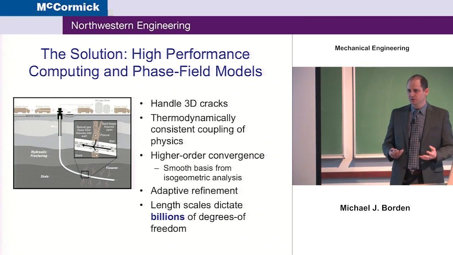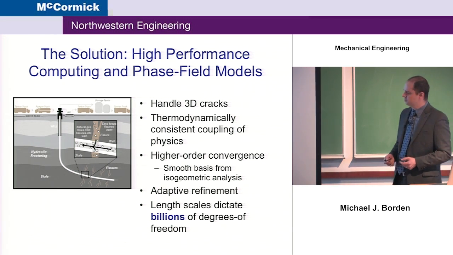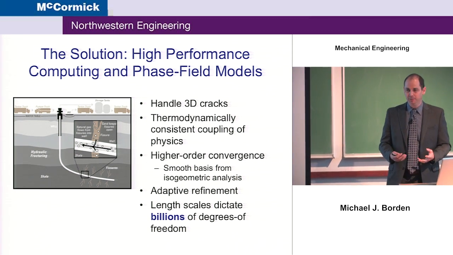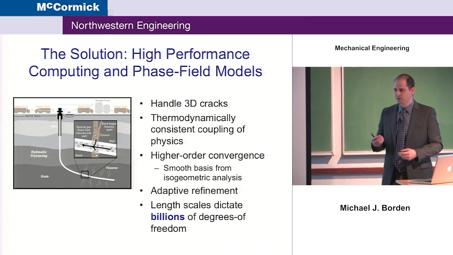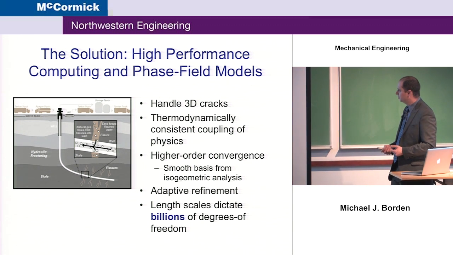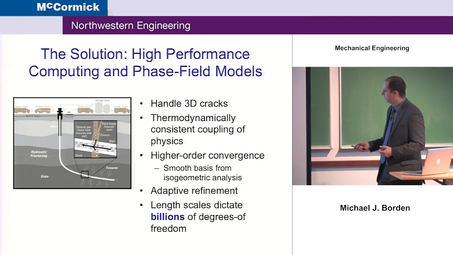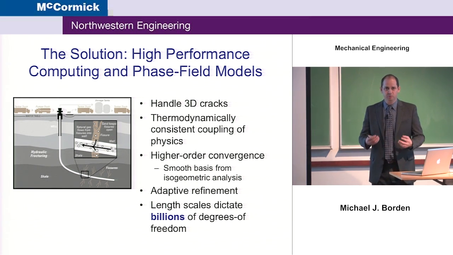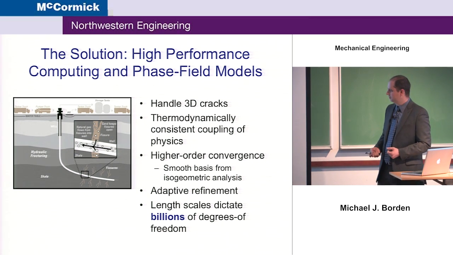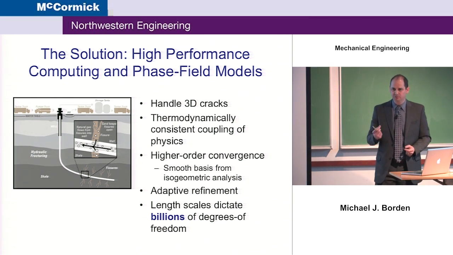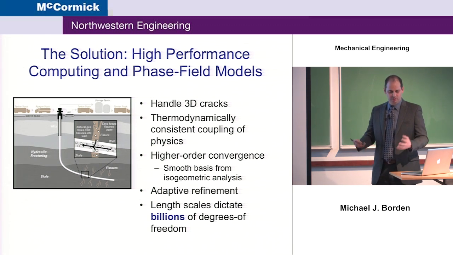So how are we going to solve this problem? Well, the solution is with the phase field models we have. These phase field models will handle 3D cracks. We have a thermodynamically consistent way of coupling the physics of the crack growth and the fluid interaction. We've developed a higher order convergence theory for crack growth, where we use smooth basis, and I'll briefly describe what this means from isogeometric analysis. We do adaptive refinement, which maintains the smoothness that we need. And high-performance computing comes into play because the length scales here are going to dictate billions of degrees of freedom. I'm going to need some way to compute these large-scale systems.